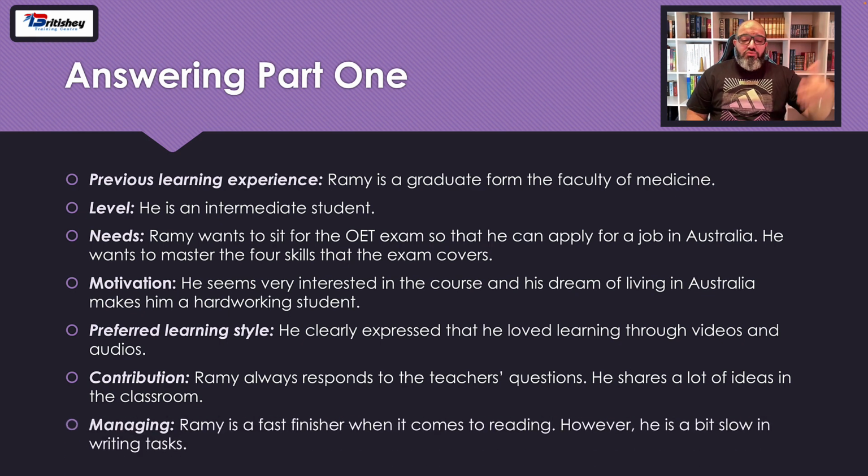And in managing, Rami is a fast finisher when it comes to reading. However, he's a bit slow in writing tasks. So this is how you go with part 1. Make sure that you cover every single thing so that you give the impression to your tutor that you've just done your job and you talk to that student and you know everything about him or her.